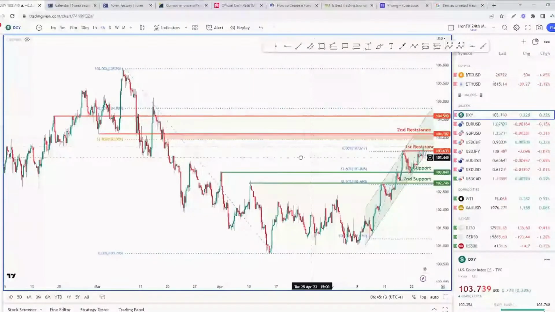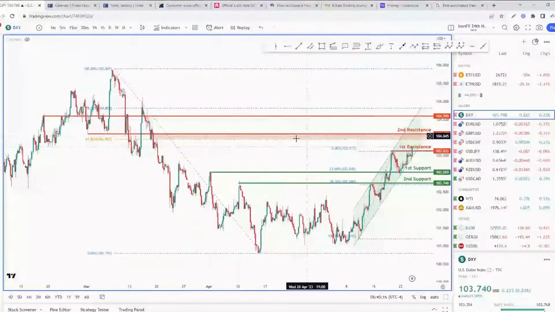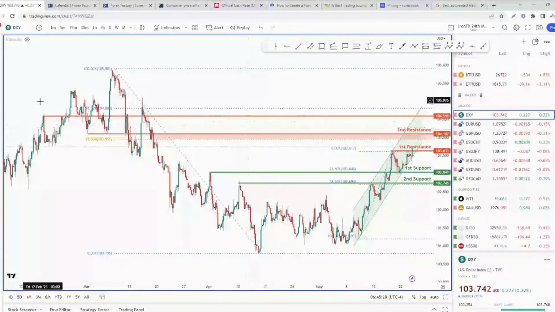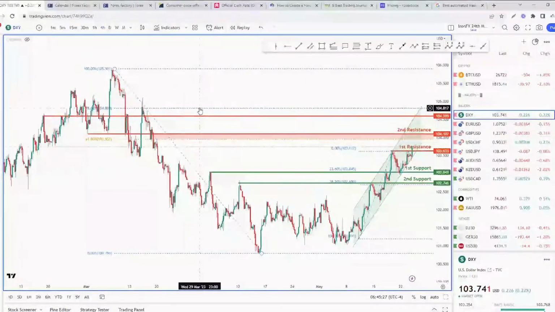So very likely now, if price were to break through the second resistance and move higher, the next area of resistance would be between 104.60 and the region where the 78.6% retracement level is. So between 104.60 and 104.80.